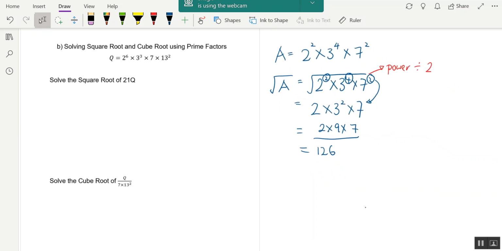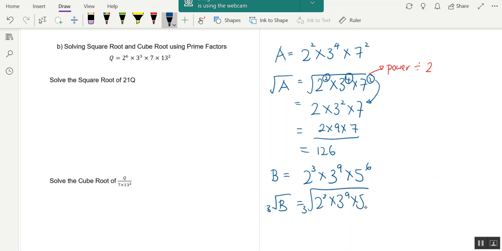So the same thing: if you square root, it means the power divided by 2. Let's say I have another number, 2 to the power of 3 times 3 to the power of 9 times maybe 5 to the power of 6. I want to cube root this, which equals the cube root of 2 to the power of 3 times 3 to the power of 9 times 5 to the power of 6. All the powers are divided by 3. Then this will mean 2 times 3 to the power of 3, times 5 to the power of 2. Then you can work out this as your answer.